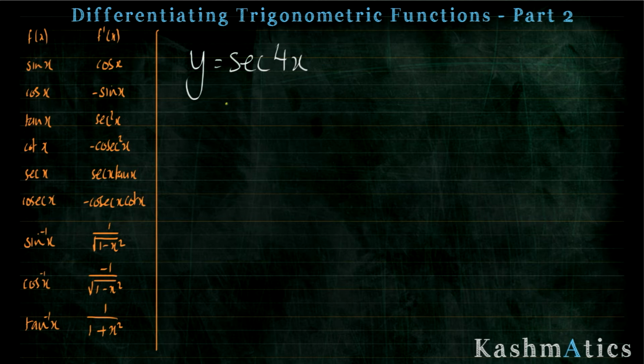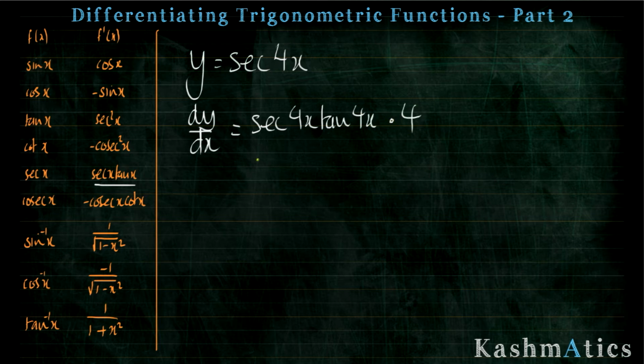And similarly with this example, we've got a function inside a function. So the order of the functions is this. We've got 4x and then we take the sec. So we have to differentiate the sec first and then the 4x. So dy by dx equals the derivative of sec, which from here you can see is sec x tan x. But in this case, it's going to be sec 4x tan 4x, and then I multiply by the derivative of 4x, which is 4. So overall we've got 4 sec 4x tan 4x.